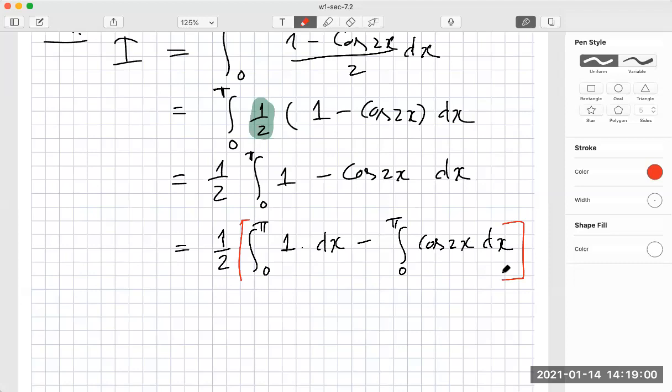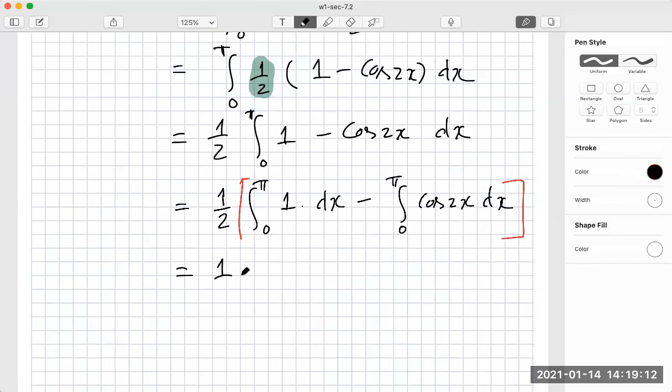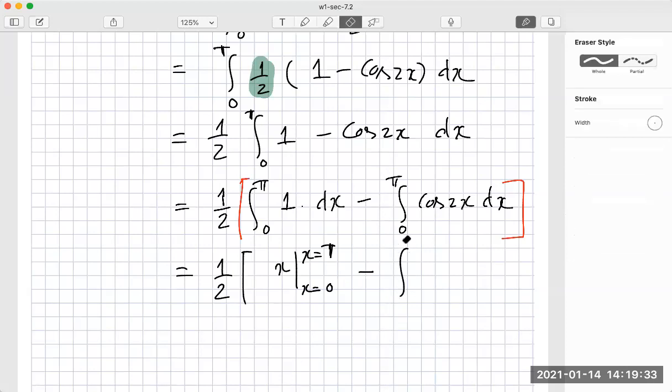Okay. The first integral here, integral from 0 to pi, is easy. And what is it? Yes. All we do is go slowly. The antiderivative of 1 is x. Evaluate from x equal to 0 to x equal to pi. And finally, it gives us pi. The second one, what is it? What is the antiderivative of cosine 2x here?